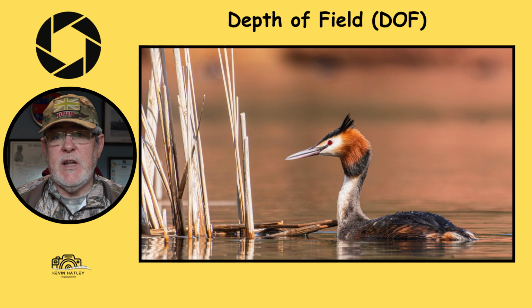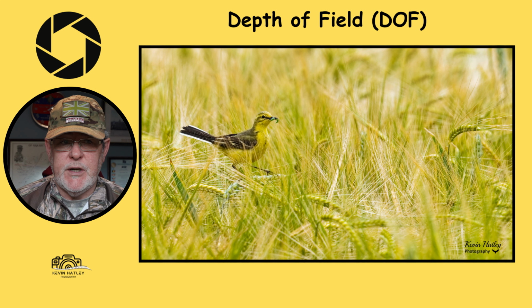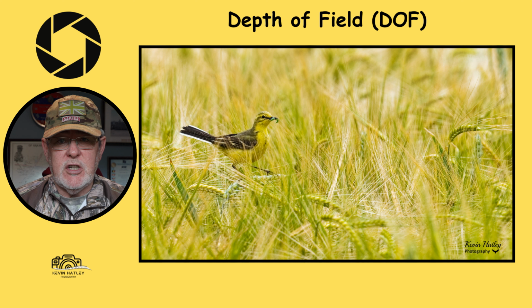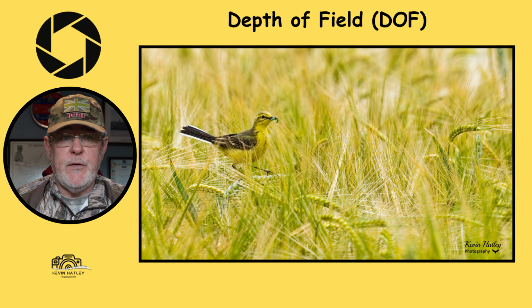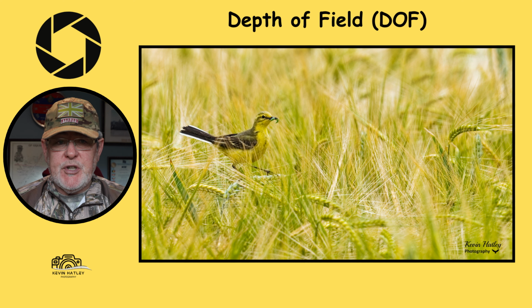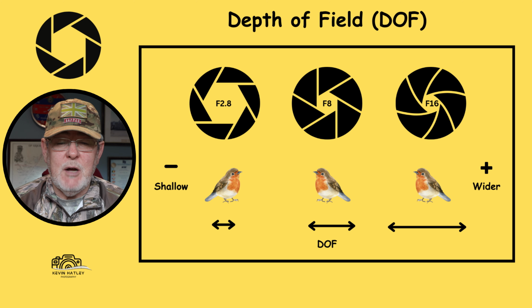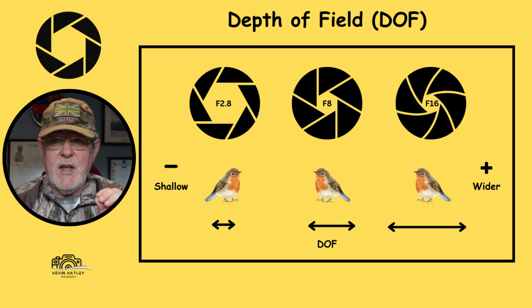Now, a shallow depth of field is when only a small part of your image is in focus. And by using a shallow depth of field, you can make the bird pop out by blurring the background and the foreground. That can be achieved by using a wide aperture and by getting close to the bird. In this diagram, you'll see that the wider the aperture, the shallower your depth of field is.